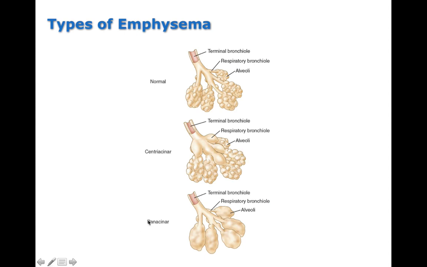And what we see here with panacinar types of emphysema is so much destruction of the alveoli that they're almost not even recognizable as distinct. Instead, we just get these large air-filled sacs that accumulate in the lungs where there's not even distinct alveoli. This is a problem because you get a lot of air trapped in the lungs, and that's going to limit proper gas exchange.